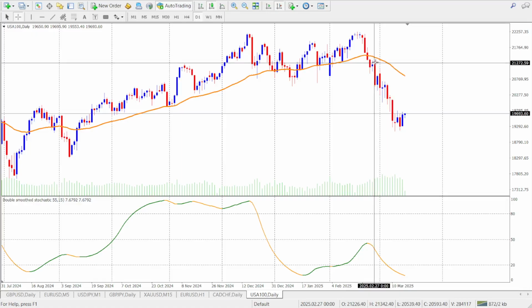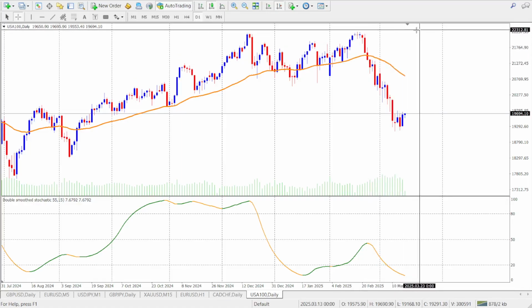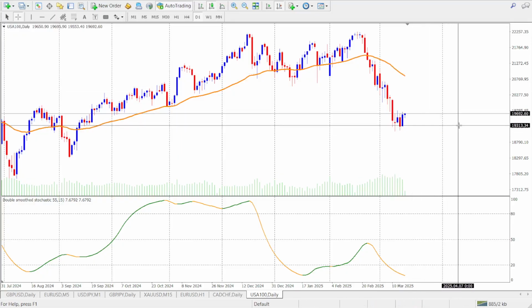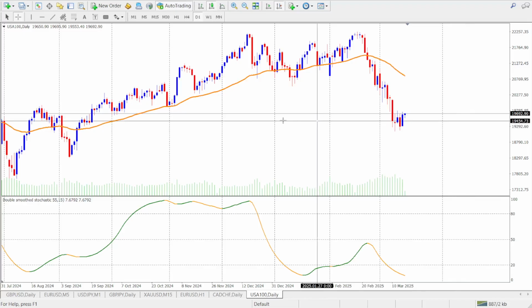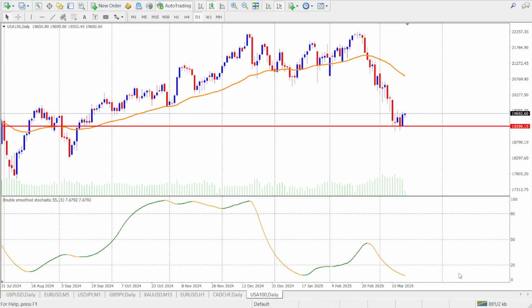So we would have considered selling around here, setting stop loss above here, which is above the previous swing high, and our take profit level could be somewhere around the support zone. You can use support zones for your take profit, or you can just decide to wait for the double smooth stochastic to turn back to green. When it turns to green, then you can consider that as an exit signal.